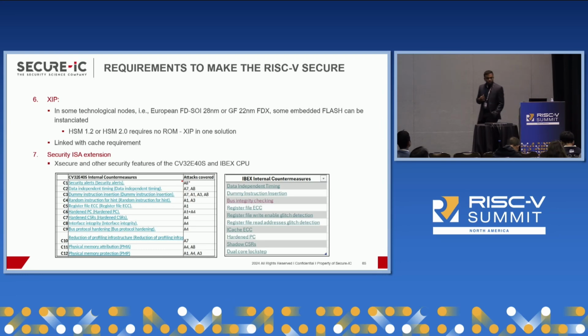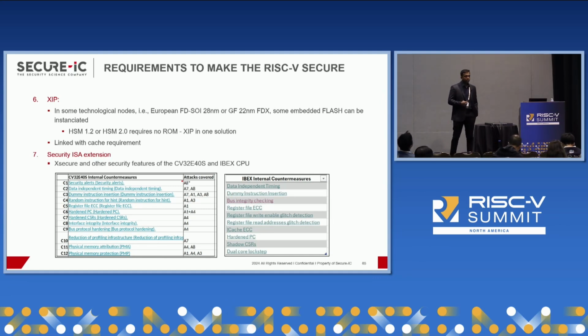And three more ways to make your RISC-V more secure. Execute in place is an option. If your code is in non-volatile memory, then it's immutable, and that's one way to execute in place. That's one way to be secure, where you execute in place, and hence the code cannot be manipulated.